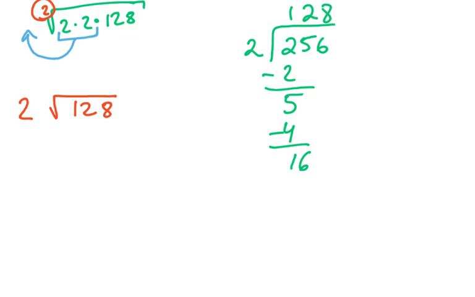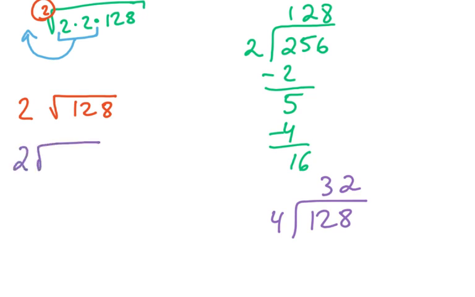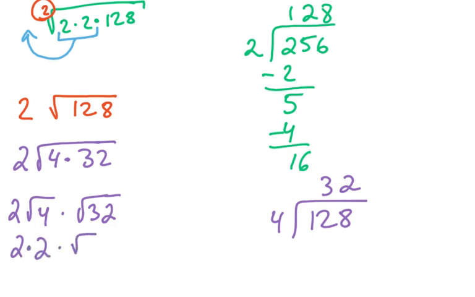Now, I see 128. Instead of dividing by 2, I'm going to divide by 4 because that is very apparent. I can easily see that 12 goes into 4 3 times because 4 times 3 is 12, and 4 goes into 8 2 times because 4 times 2 is 8. So hopefully that's clear, and we'll have 2 square root 4 times 32. Now again, the square root of 4 is 2, so this is 2 times square root 32, which is 4 square root 32.